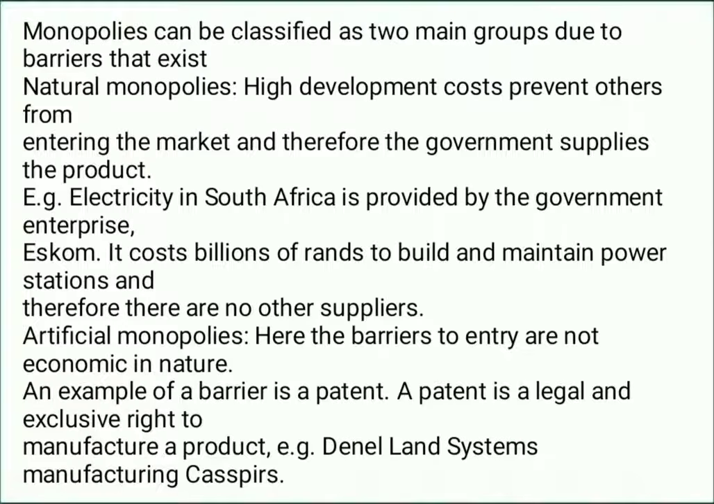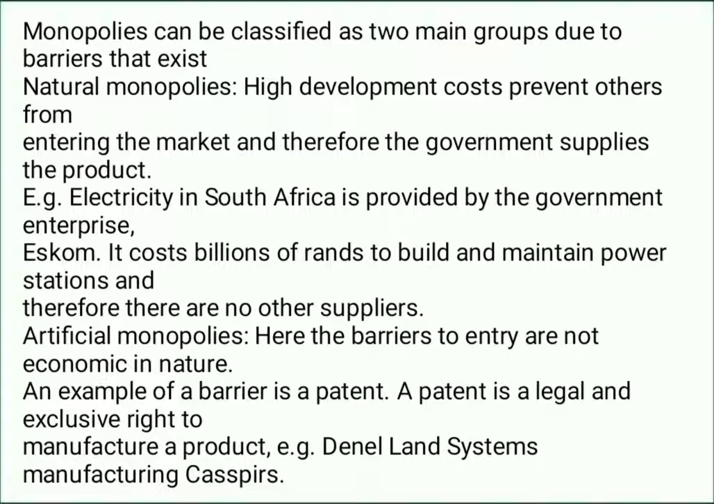Monopolies can be classified into two main groups due to the barriers that exist. Natural monopolies have high development costs that prevent others from entering the market, and therefore the government supplies the product. Electricity in South Africa is an example, provided by the government enterprise, Eskom. It costs billions of rands to build and maintain power stations, and therefore there are no other suppliers.